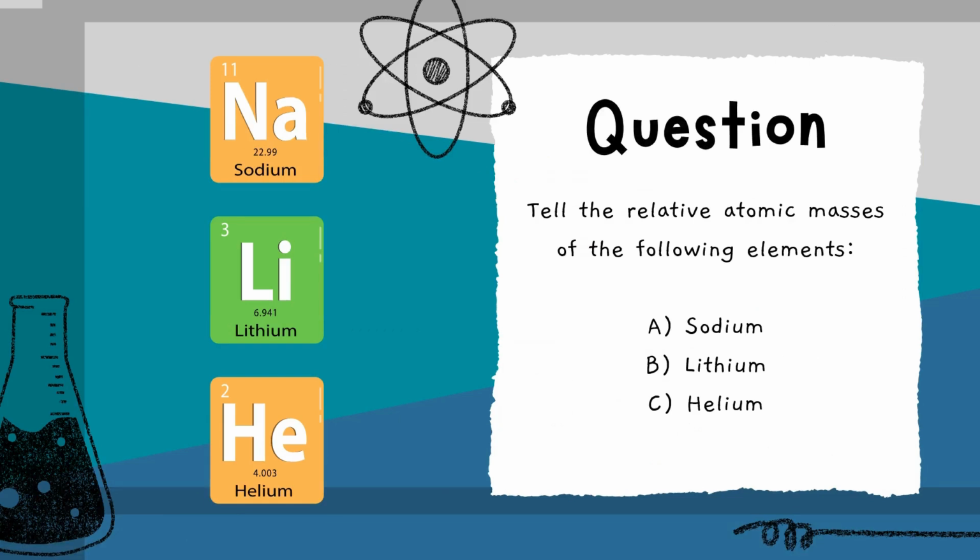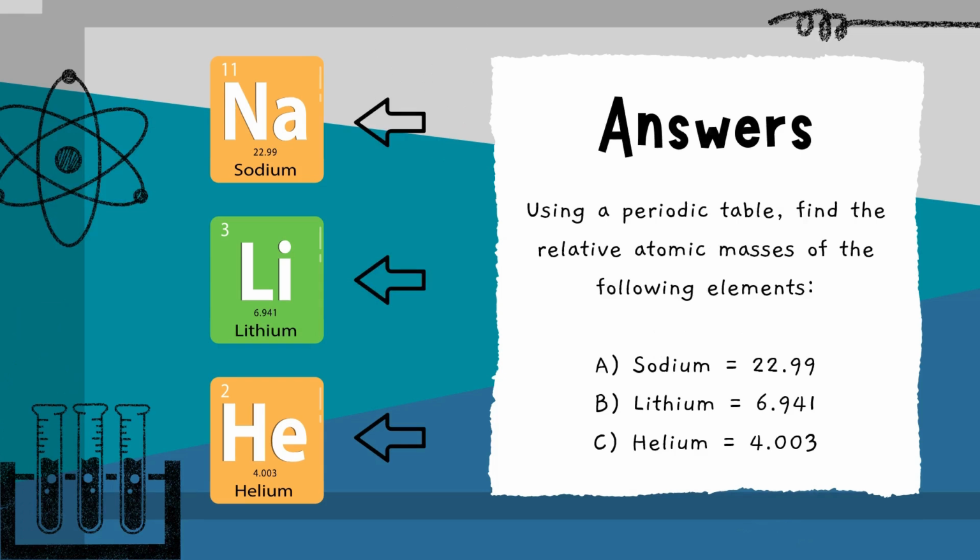There's a question for you. Tell the relative atomic masses of the following elements: sodium, lithium, and helium. On the left hand side, the elements and symbols are given. You can check that, or if you want to take the help of the periodic table, you can do that as well. Pause the video, think of an answer, and then check your answer.